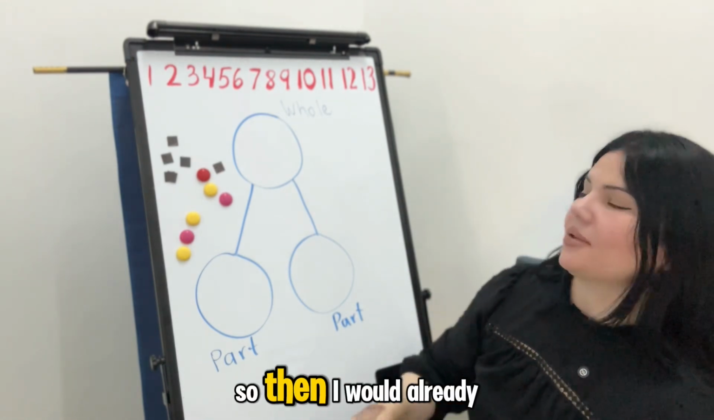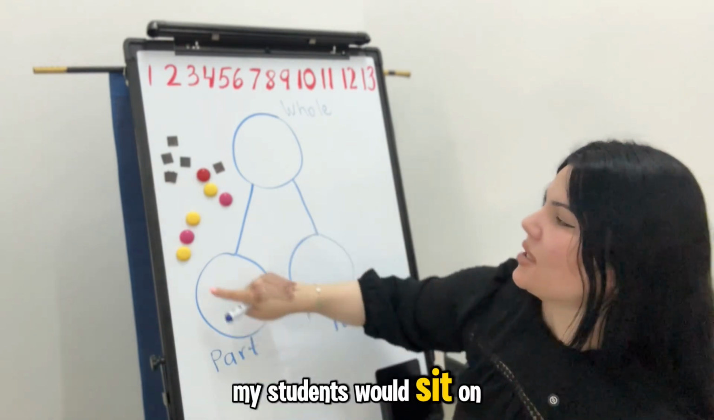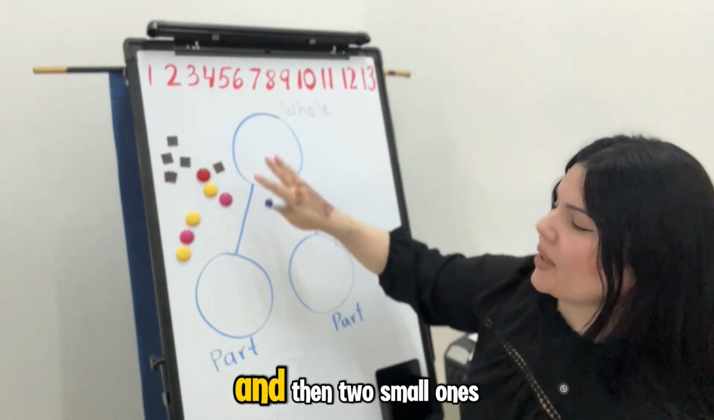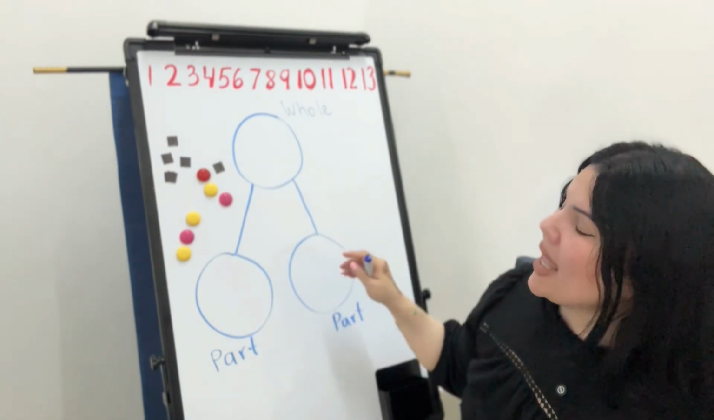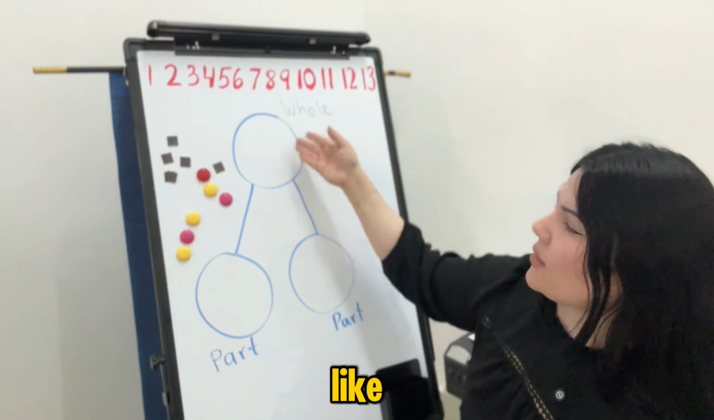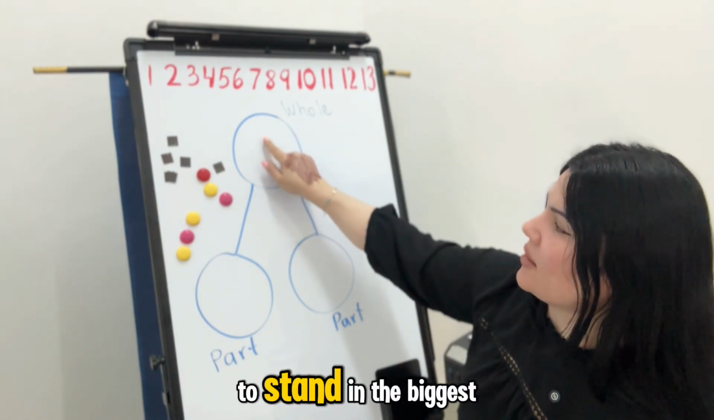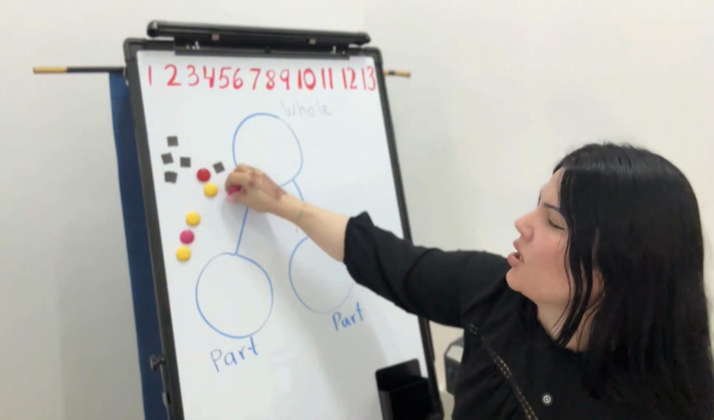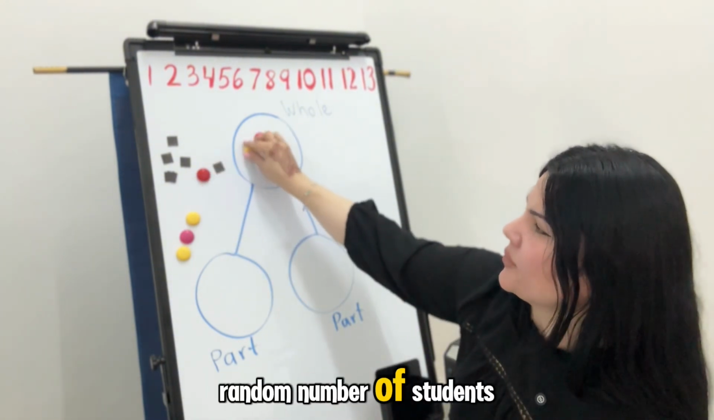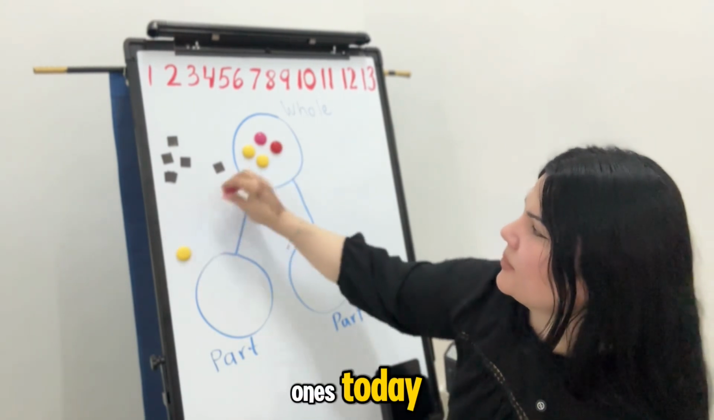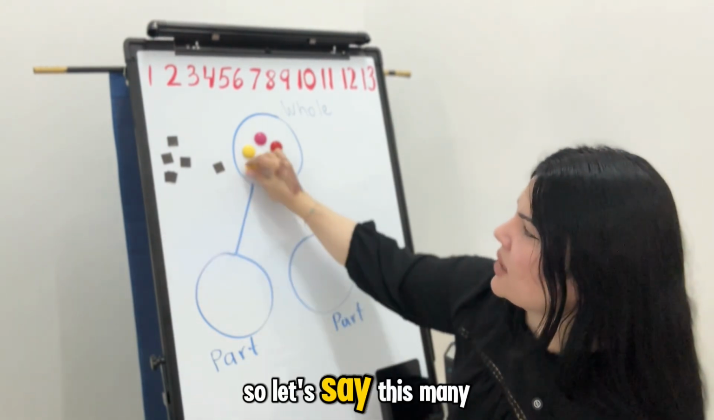Okay, so then I would already prepare, my students would see it in a U shape, and there would be a big hula hoop and then two small ones. And then I would ask just some random numbers. I will ask my students to stand in the biggest one, the whole number. So I would call a random number of students. I will use my imaginary ones today. So let's say this many.